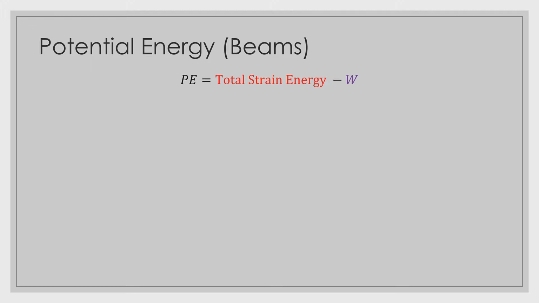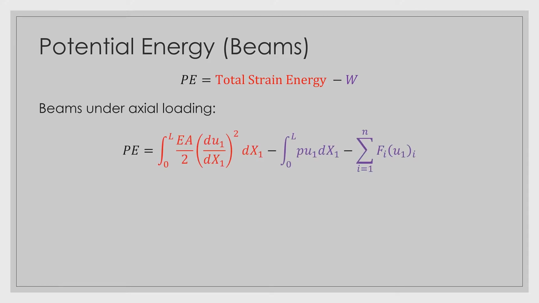Remember that the potential energy comes from two different things. The first one is the total strain energy, and the second one is the work done on the system by the external forces. In this course, we dealt with two different types of beam scenarios. The first one is a beam under axial loading, where the total strain energy is simply EA divided by 2, multiplied by the derivative of the displacement function squared, and all of that is then integrated over the length of the beam. Again, that's the total strain energy.